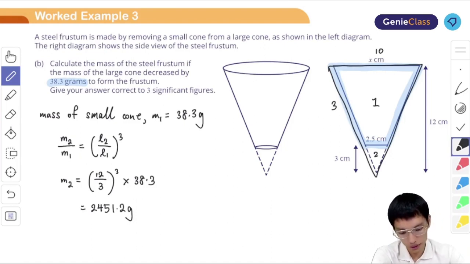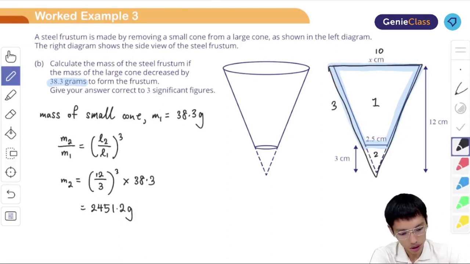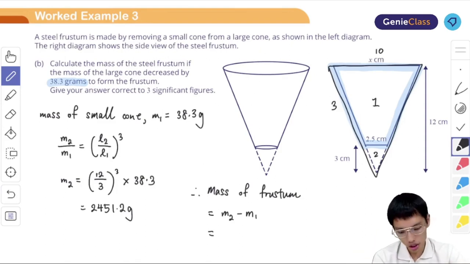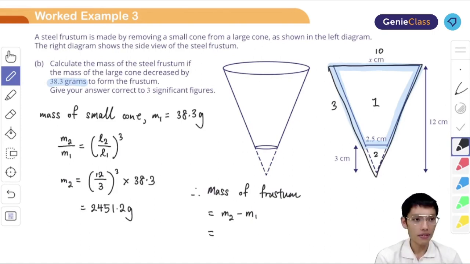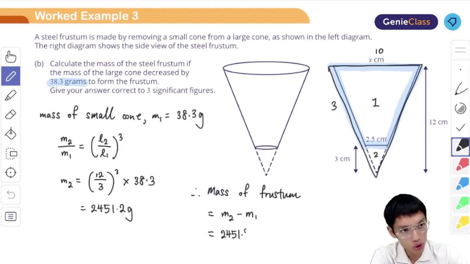Take note, they want the frustum, so it's this part. What you have achieved is this one. You need to do something else. So you need to actually subtract. So mass of frustum is equal to, in this case, M2 minus M1. So a subtraction is required. So you are not just solving for the mass, you have to do a little bit of something first. So 2451.2 minus 38.3, and you get the answer.